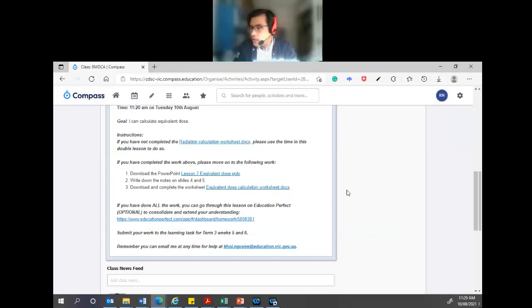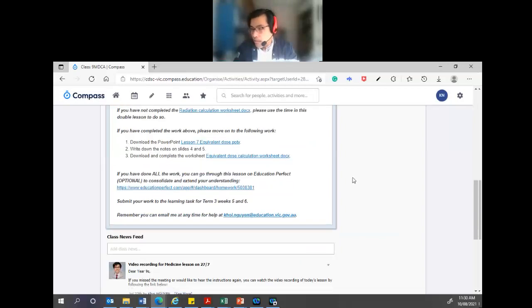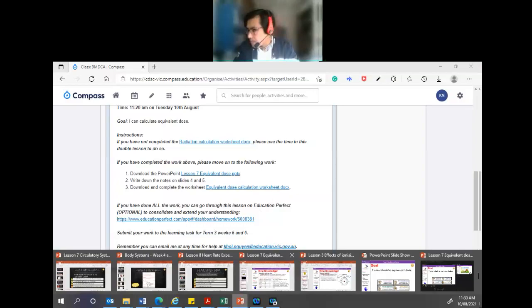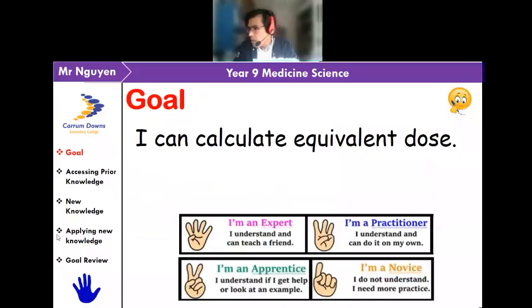Now, I'm going to go through the next lesson, lesson 7 on equivalent dose, and then I will let you guys go and do your work for the worksheets. There will be one more worksheet that you need to do for today's lesson. All right, so let's go through this. The goal is that we can calculate equivalent dose.